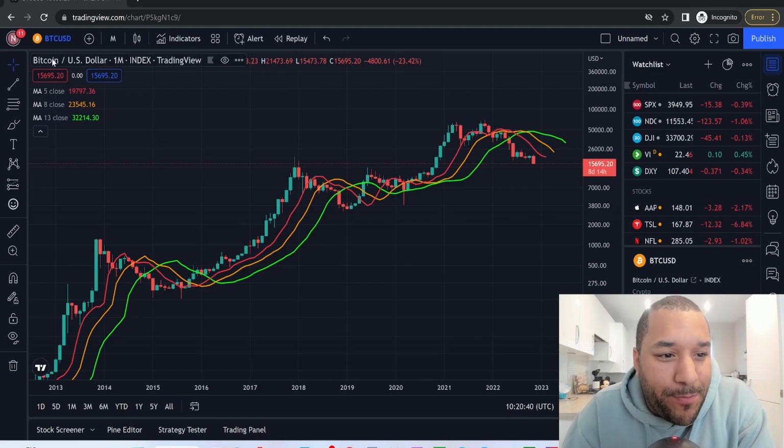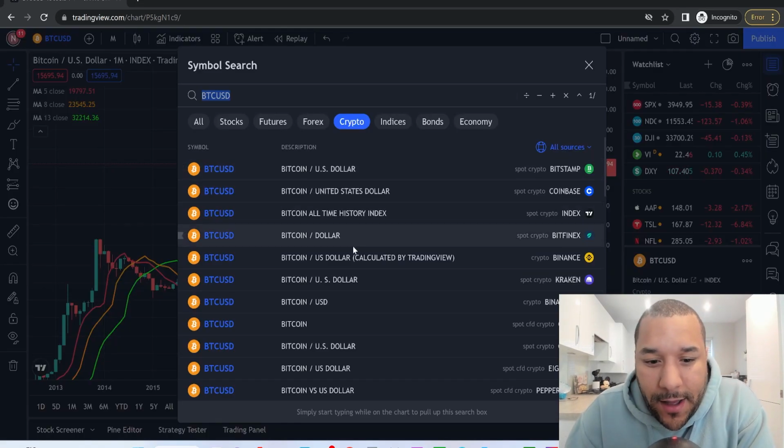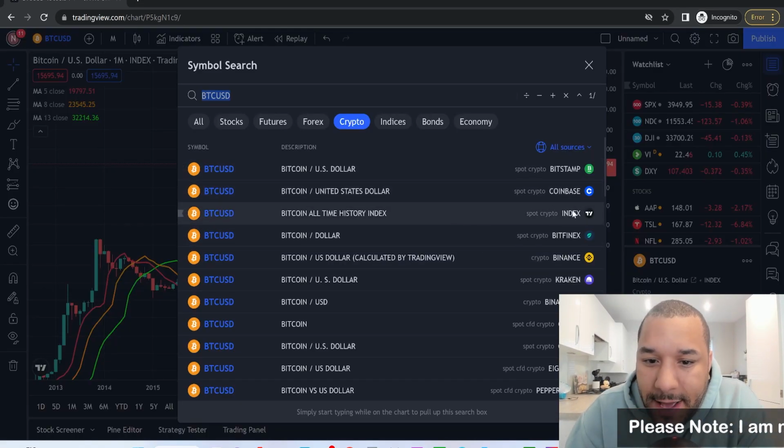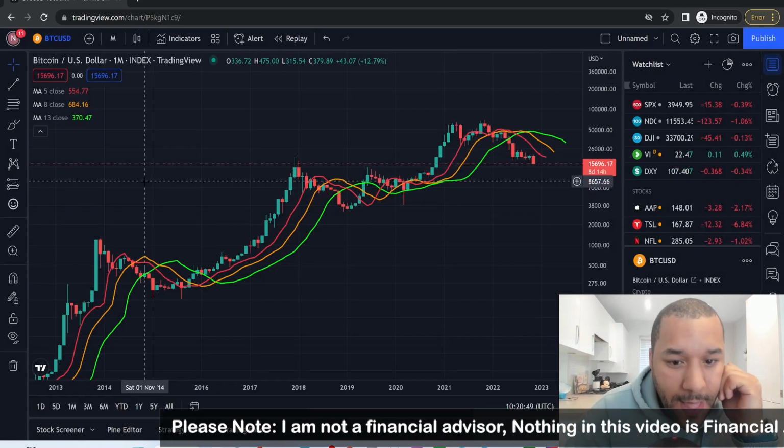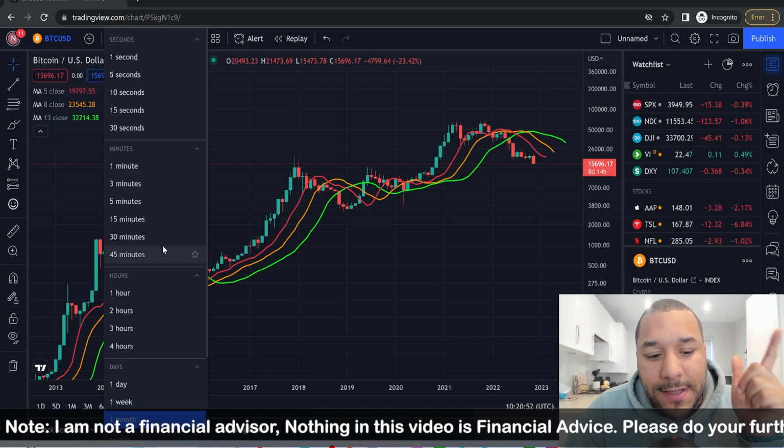What I'm using is the Bitcoin index chart, which is down here. You can search it on TradingView if you like. Grab it up, I think you should. And I'm using this on the monthly time frame.